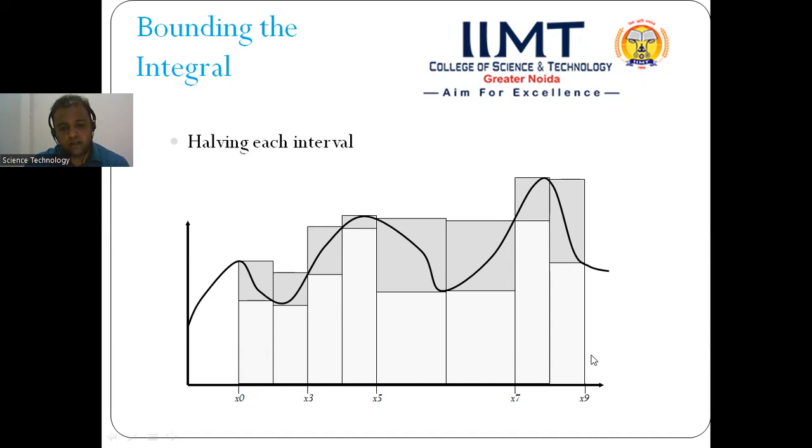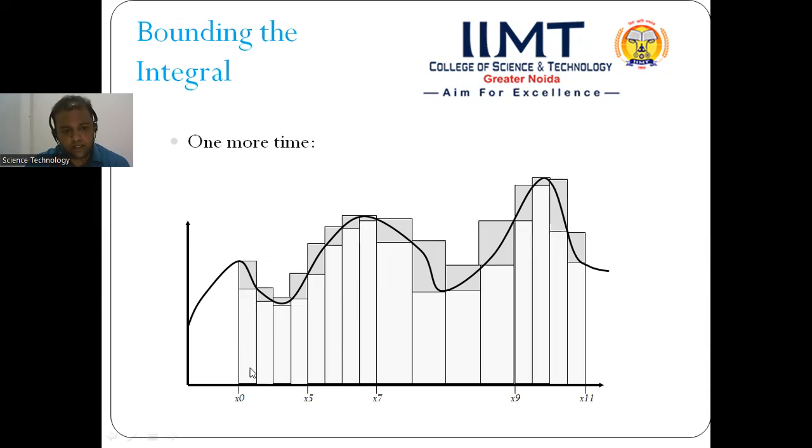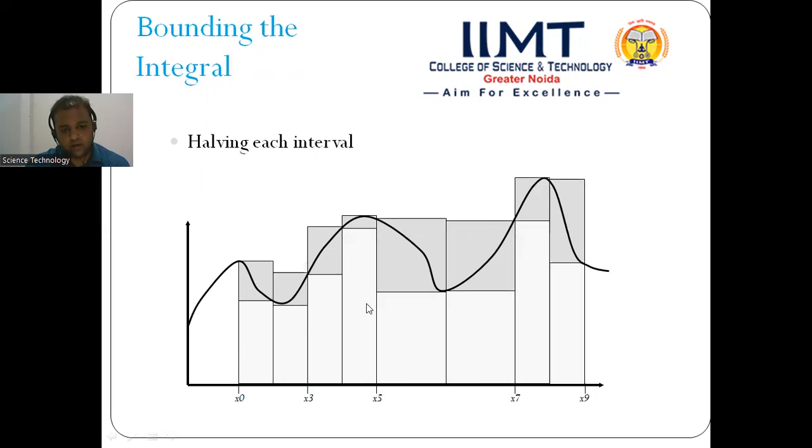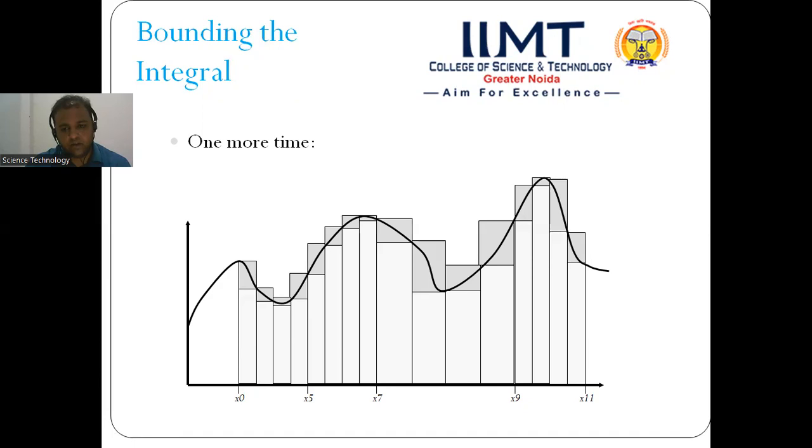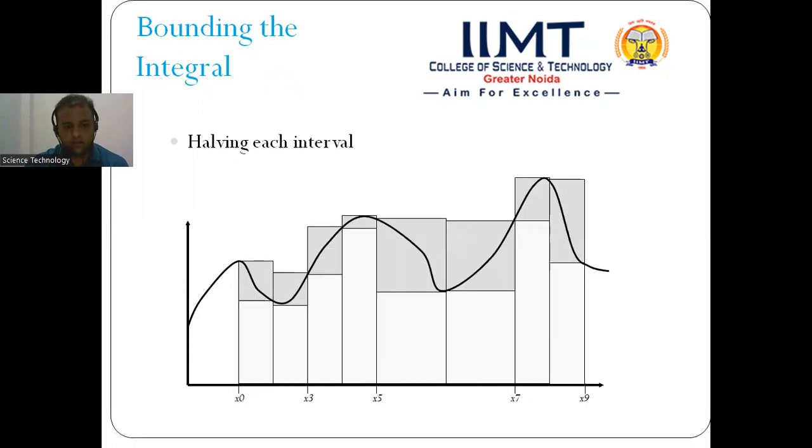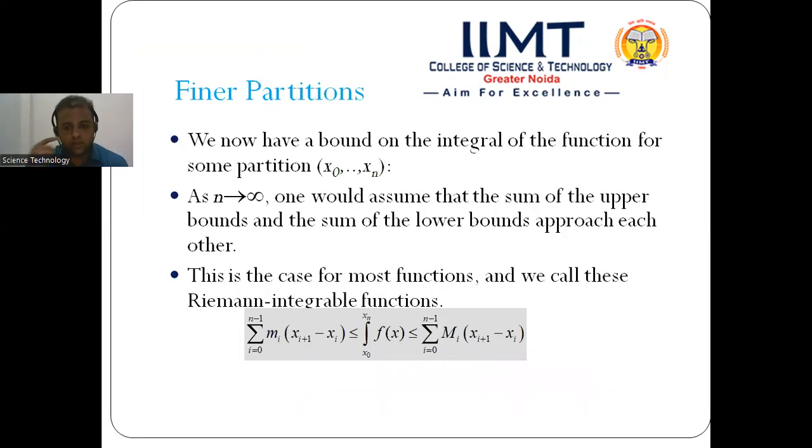And as we divide each interval into finer terms, or into more rectangles, the difference between the upper sum area and the lower sum area is going to minimize. So in these three pictures, we can see graphically that the difference between the upper sum area and the lower sum area is reducing as we increase the number of partitions. Okay. So this is the case for most functions, and we call these Riemann integrable functions.